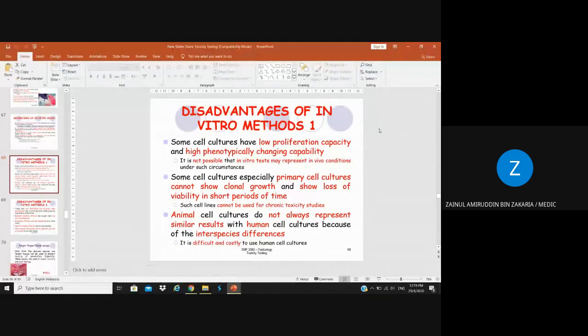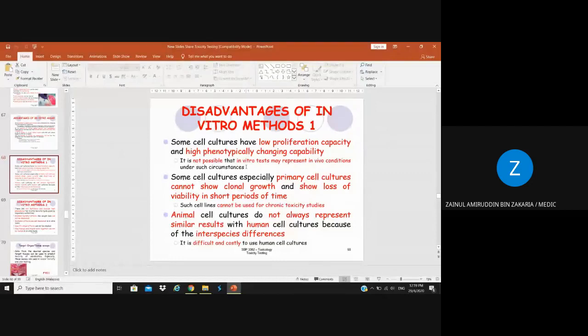Okay, disadvantages of using in vitro assay. Some cell cultures have low proliferation capacity and high phenotypically changing capability. It is possible that in vitro tests may not represent in vivo conditions under such circumstances.